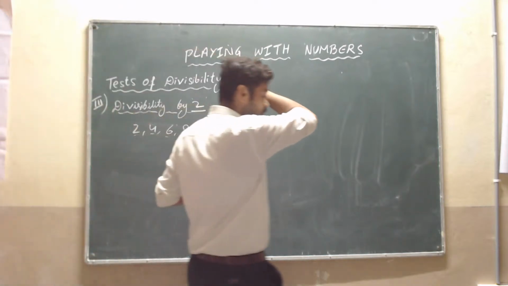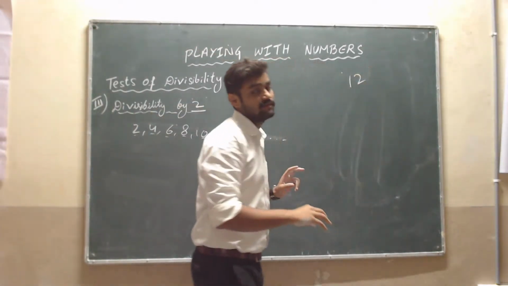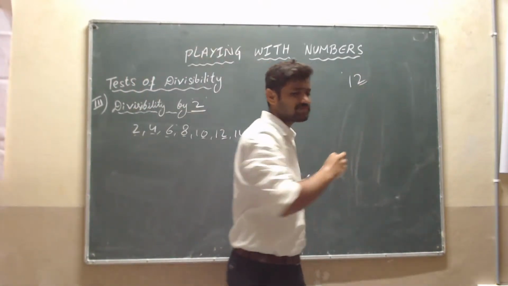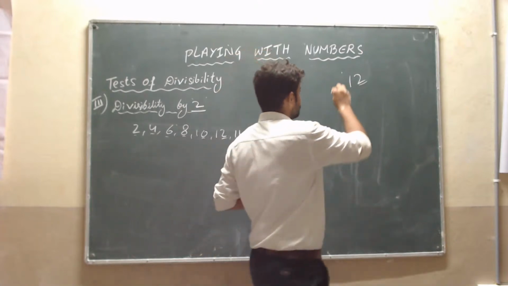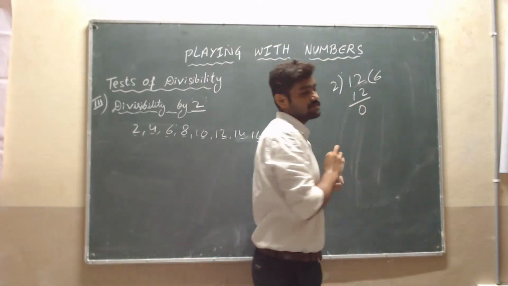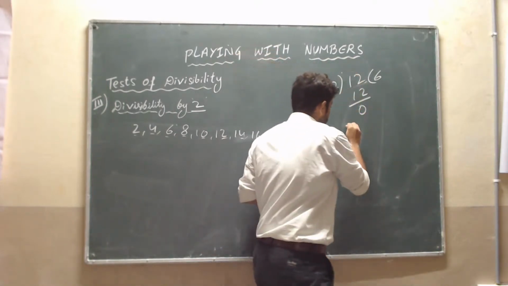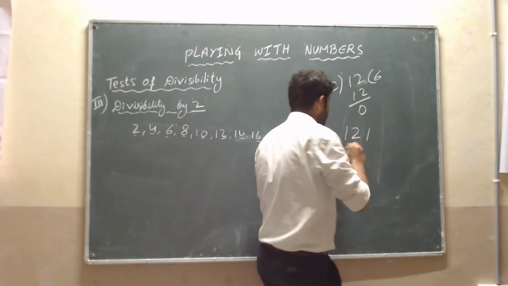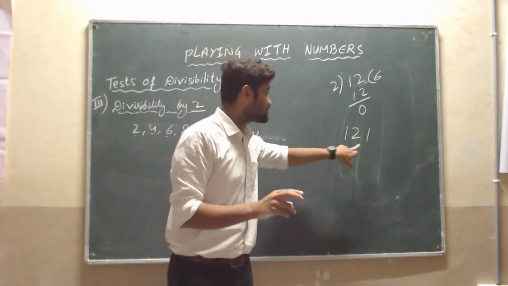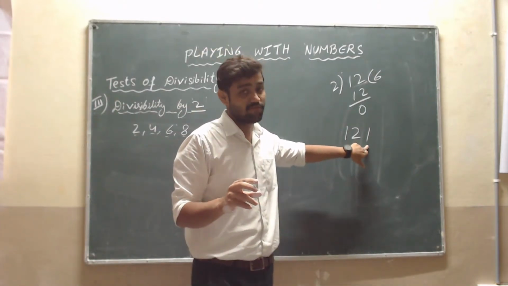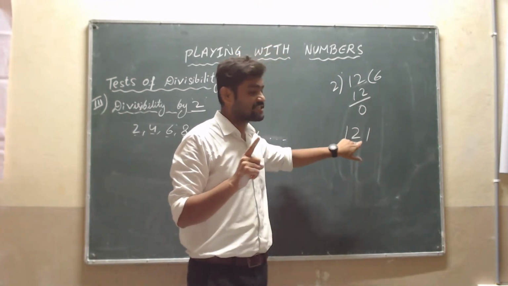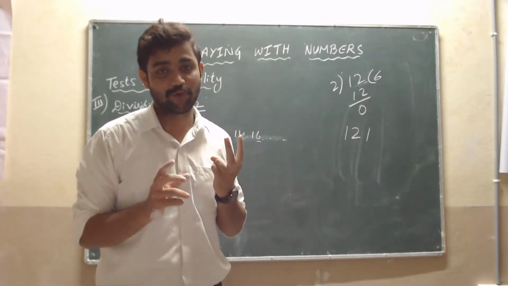Okay, sure. I will show you one example. 12 is easily divisible by 2. Why, sir? Because it ends with an even number. 2 sixes are 12, and the remainder is 0. Now 121: is 121 easily divisible by 2? No, sir. Why? Because its ones place is 1, an odd number. That's why it is not easily divisible by 2.